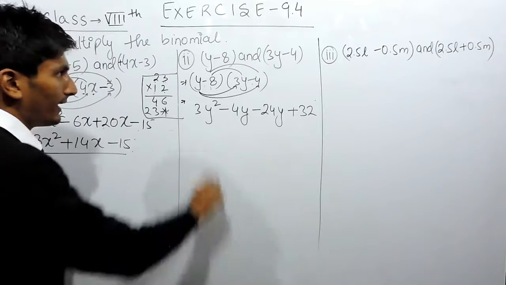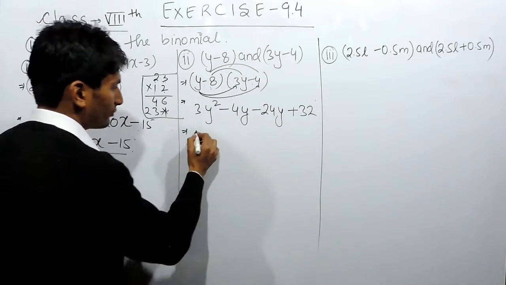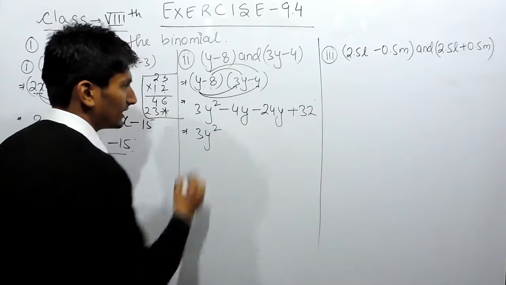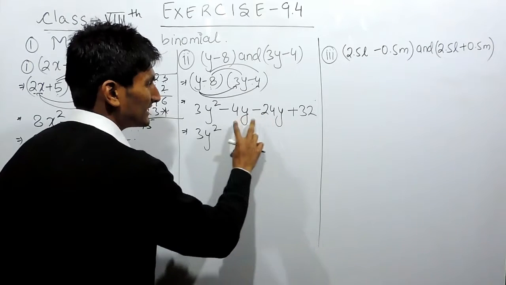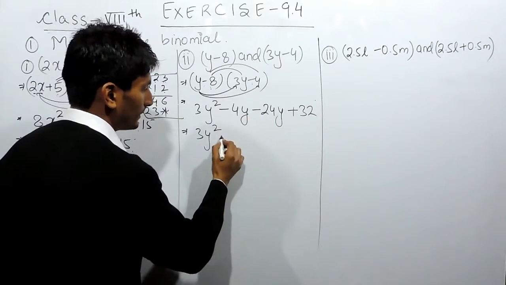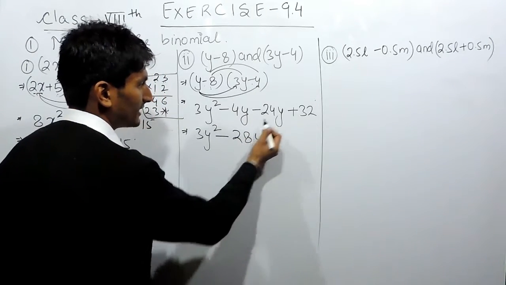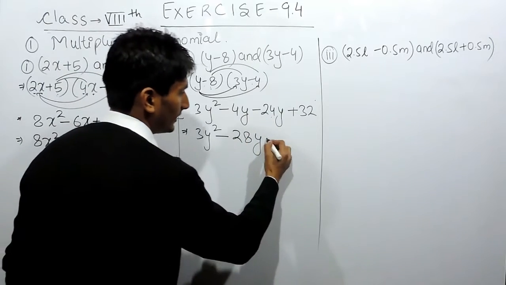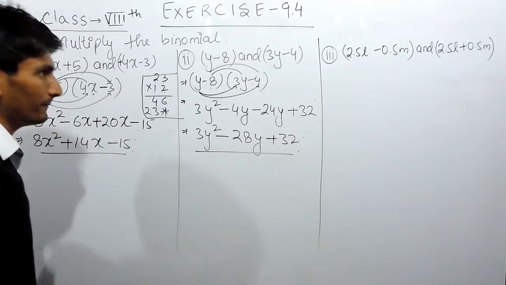So now I have multiplied all the expressions with each other. Now I have to further solve this. For that I have to check the like terms. So obviously this and these are the like terms. Both have the same variable with them. So minus is plus. So this will give 28y with negative sign because greater value has negative sign and this is 32. So this is the answer here.